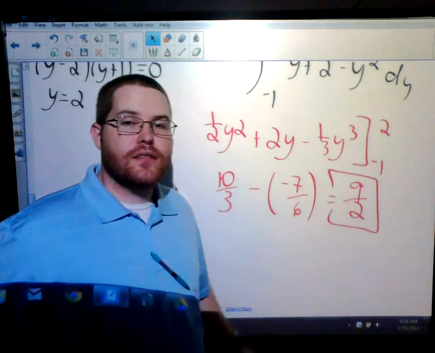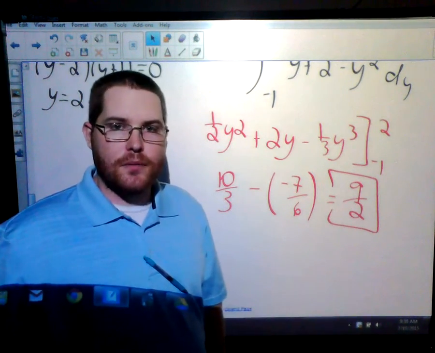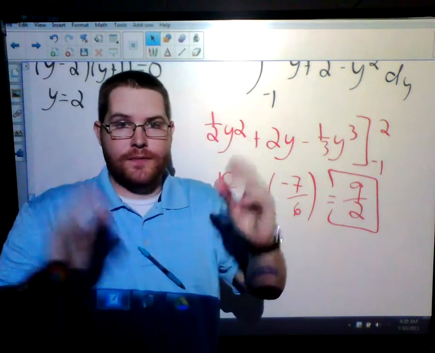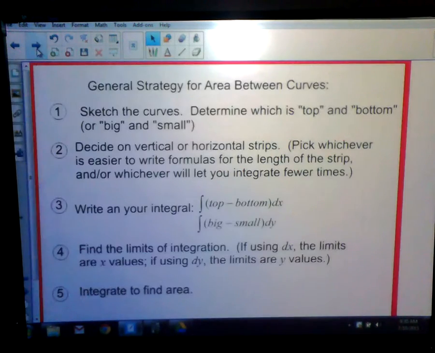So what's different about this type of problem? In this type of problem, I did right minus left because my functions look better that way. Okay? In general, what are the rules? Sketch the curve and determine which is the top or the bottom or the big or the small. Decide if you want to use vertical or horizontal strips, and we're going to do whichever one is easier to write, or which one lets you integrate the fewest times. Write your integral, top minus bottom or big minus small. Find the limits of integration, those are the bounds, and then integrate to find the area.